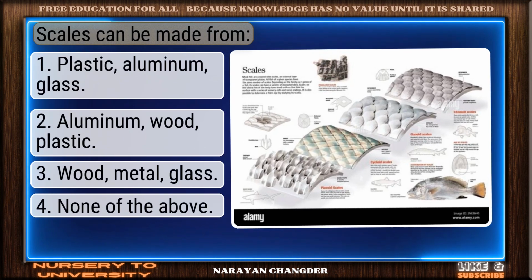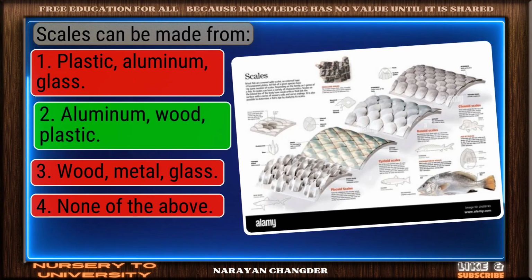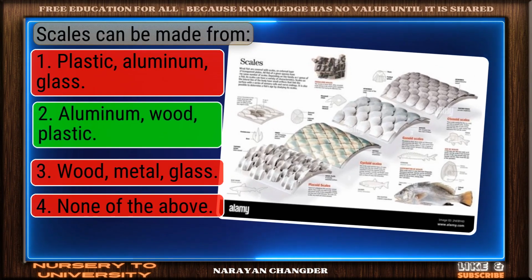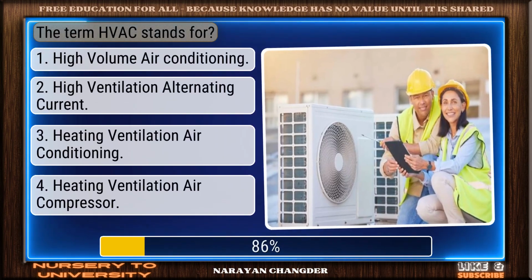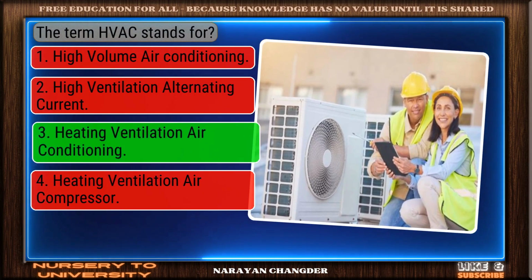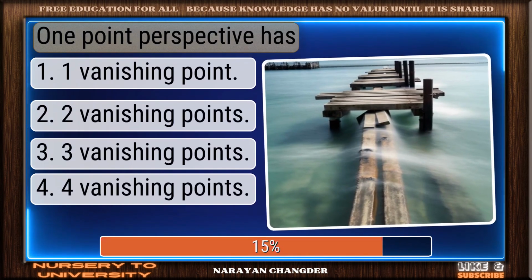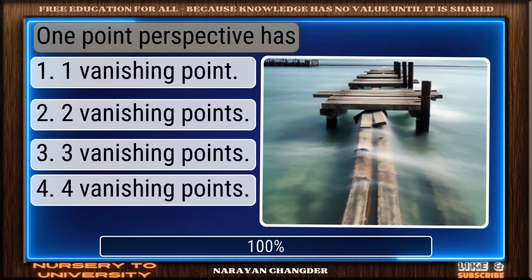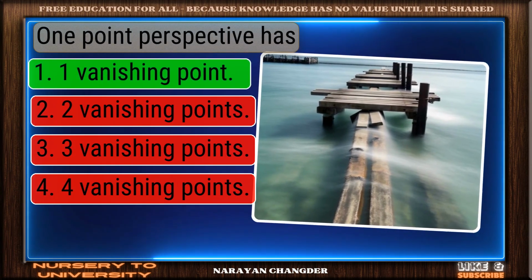Scales can be made from. Nicely done. Aluminum, wood, plastic is solid. The term HVAC stands for. On track. Heating, ventilation, air conditioning is correct. 1 point perspective has. Well picked. 1 vanishing point is correct.